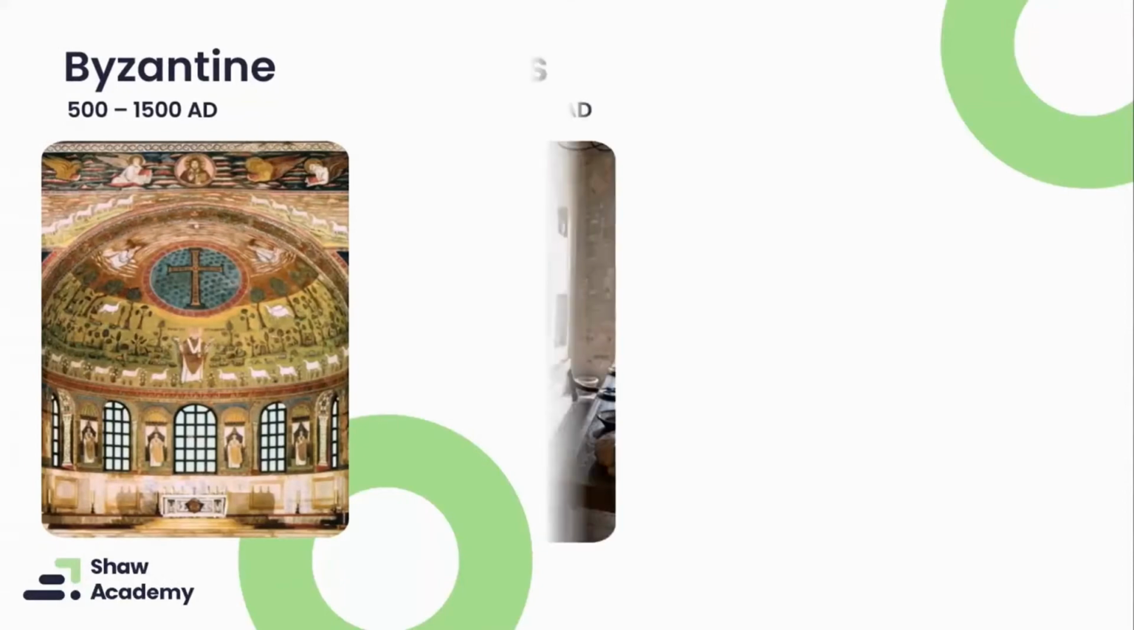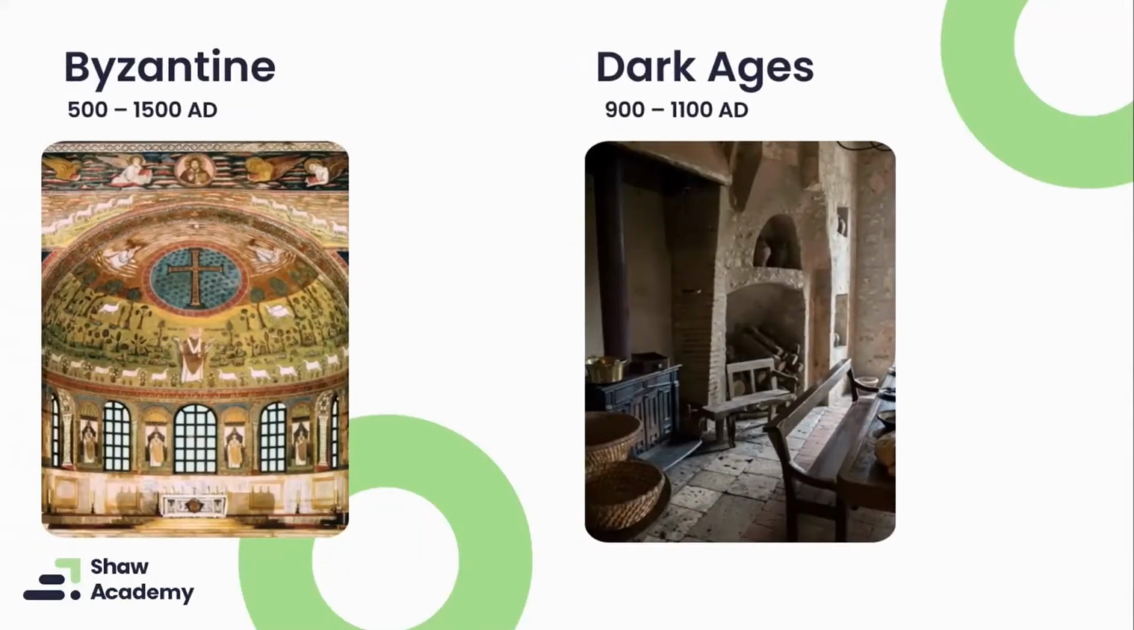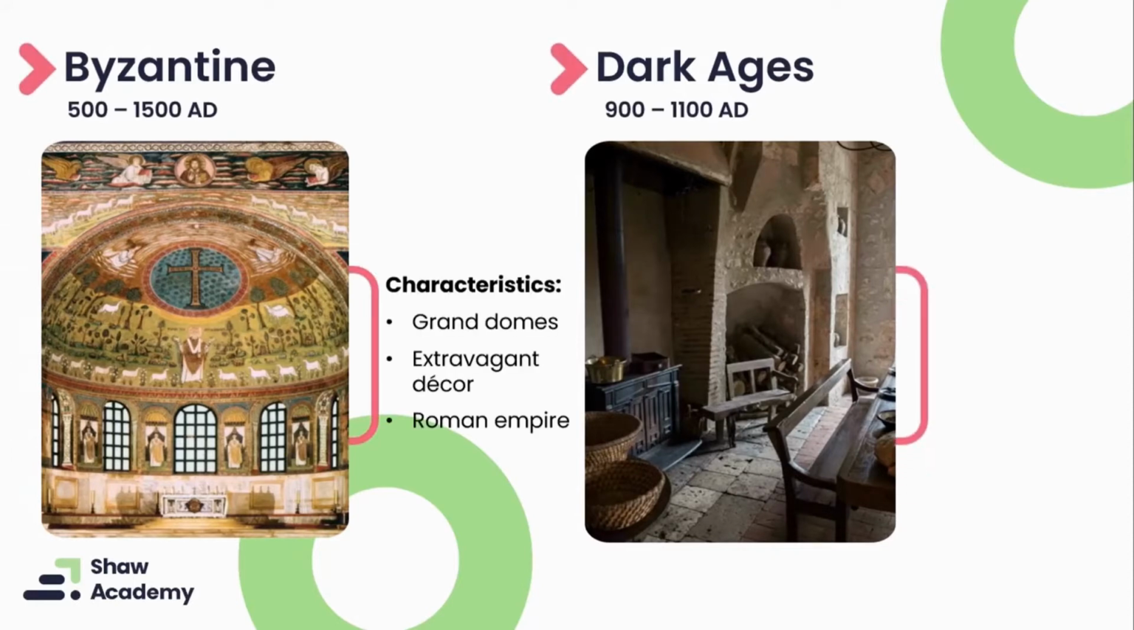The next stops we look at on our timeline is the Byzantine and Dark Ages era. Let's start off with our Byzantine era, which dates from 500 to 1500 AD, which features the use of grand domes and extravagant decor within the spaces. This becomes a custom and a norm of the time.